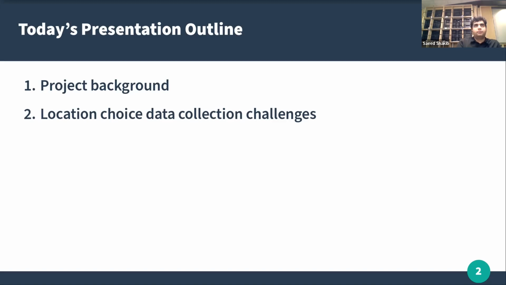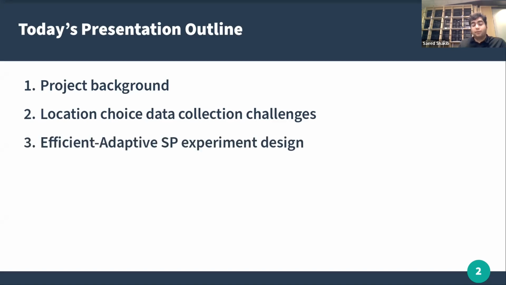And then in the third part of the presentation, we'll introduce the method that we came up with to get better data for location choice, choice experiment design. That will follow up with some evidence from the data showing how we actually have better data, and just to show you whether this efficient adaptive survey design that we are proposing is working better or not.